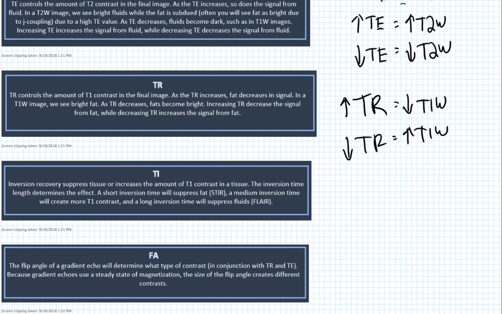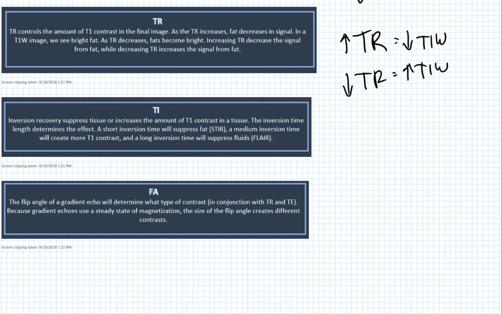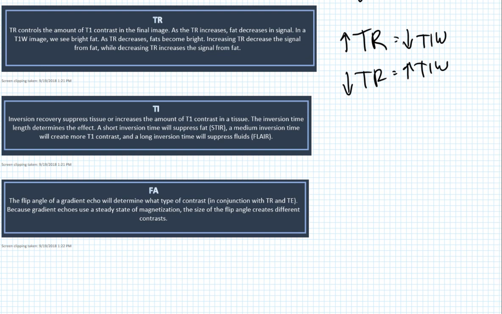Next we'll talk about TI, that's the inversion time. So if you remember from physical principles that for inversion time, TI is the time from the 180 degree inversion pulse to the 90 degree excitation pulse in a pulse sequence. The length of the TI will determine a couple of things. We can do pretty much three things with an inversion pulse. We can either suppress fat, we can create more T1 weighting, or we can suppress fluids.